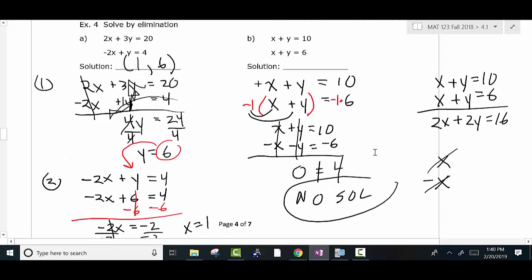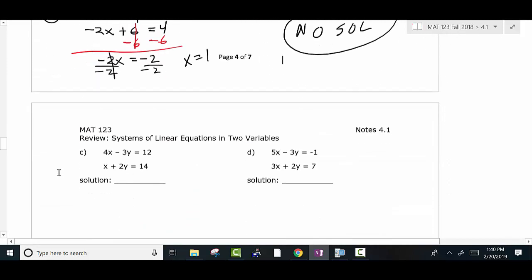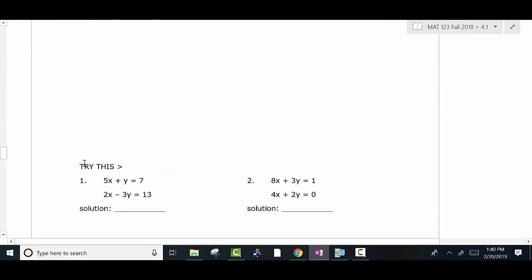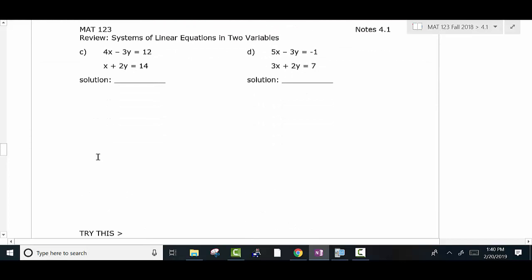Is there any question about why I multiplied that second equation by negative 1? Okay, that's what we're going to get to here. All right, now I'm going to do a couple more of these because I want to go through little nuances that happen on these problems.